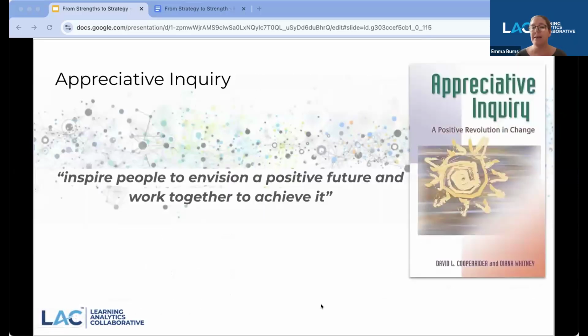And I came across this idea of appreciative inquiry. You might have heard of it as well. It's been around since the 1980s. And it was actually developed as a model for organizations to become better companies. And with appreciative inquiry, what we do is, instead of focusing on problems and deficits, we think about the strengths and the successes and the aspirations. And when we do that, we inspire people to envision a positive future and work together to achieve it.